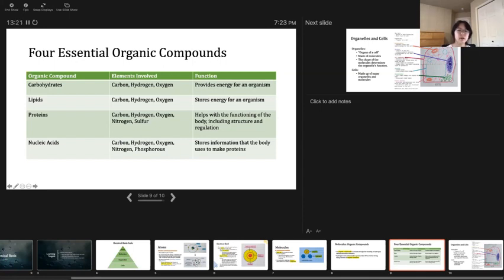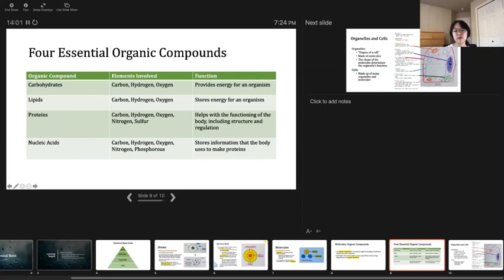Our next organic compound is lipids, which are also known as fats. The elements involved in lipids are the same as carbohydrates: carbon, hydrogen, and oxygen. The function of lipids, or fats, is that they store energy for an organism. It's the same in our bodies. Everybody has a little bit of body fat because it stores energy for you. A person who does not have body fat will basically not function anymore because they don't have any energy.